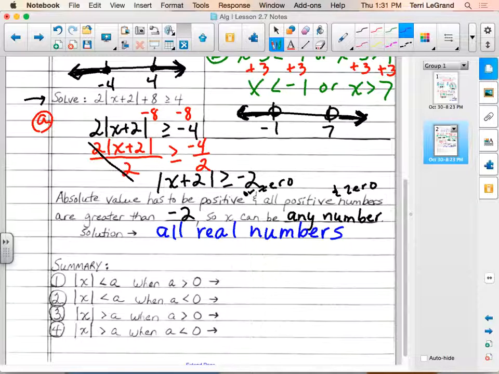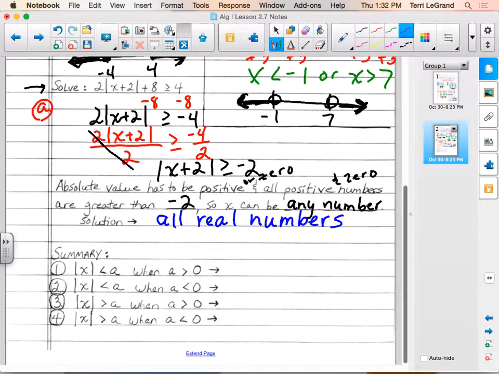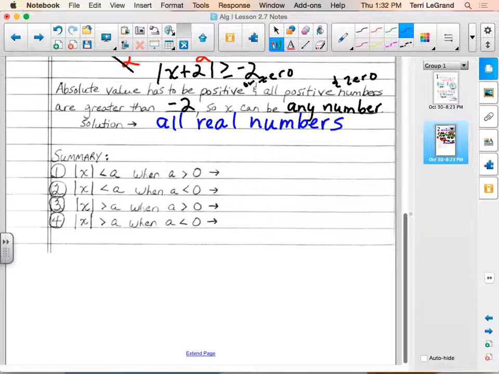Okay, go ahead, Michaela. So the difference between all real numbers and no solution is that when it's a negative, the symbol has to be greater than or equal to be all real numbers. Greater than, or you don't even have to have the equal to bar part.